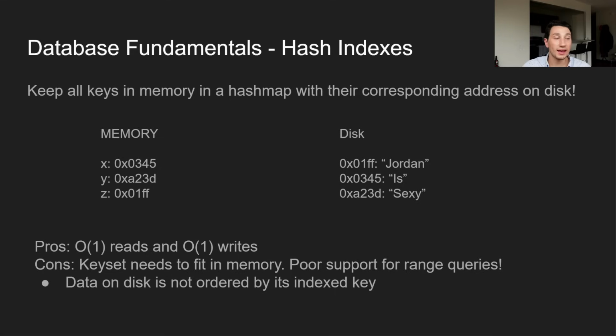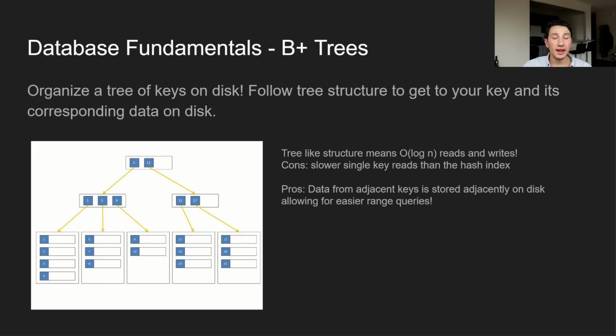The reason being that X, Y, Z are not necessarily going to be ordered on disk, or rather the rows for X, Y, Z are not going to be ordered on disk, so our data might not be contiguous.